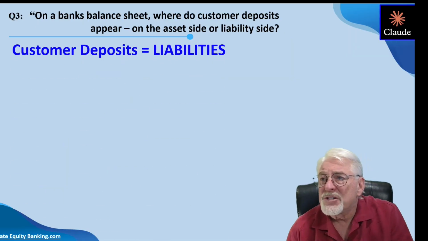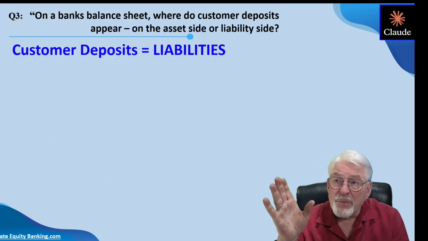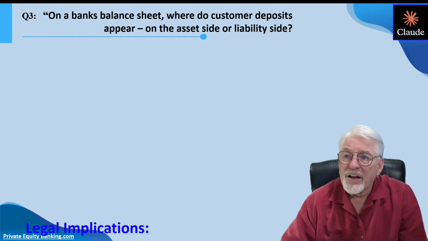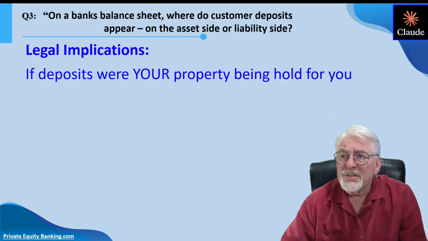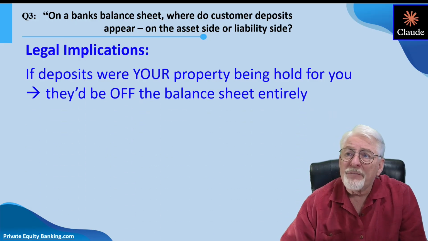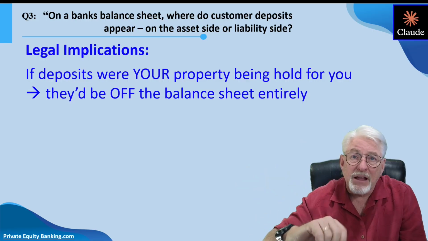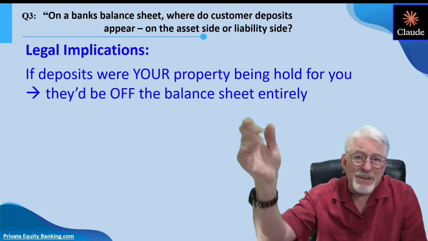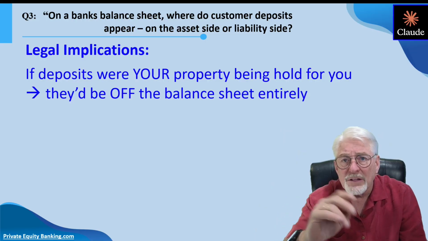Okay, question number 3, still with Claude. On a bank's balance sheet, where do customer deposits appear? On the asset side or the liability side? Customer deposits are liabilities for the bank. Okay, legal implications. If deposits were your property being held for you, they'd be off the balance sheet entirely. Like money put in a safe deposit box, right? You take grandma's diamond ring, and you put it in the safe deposit box. That's not something that goes on the bank's assets or liability side, right? It's just a box there and they're holding it as a custodian.